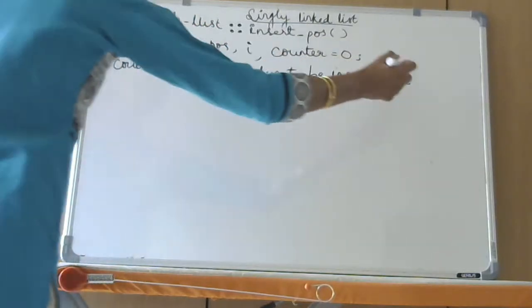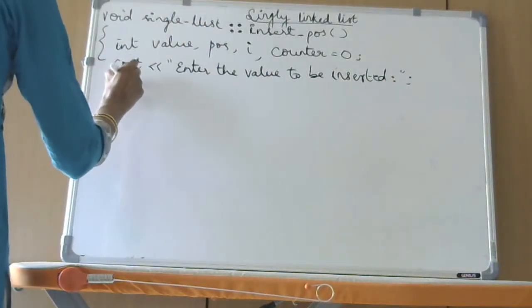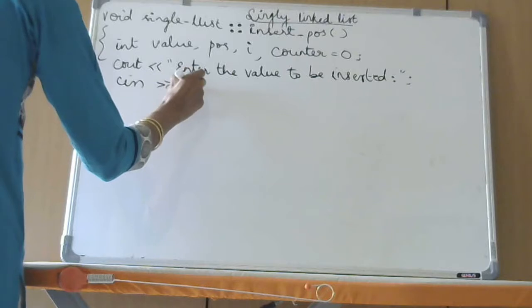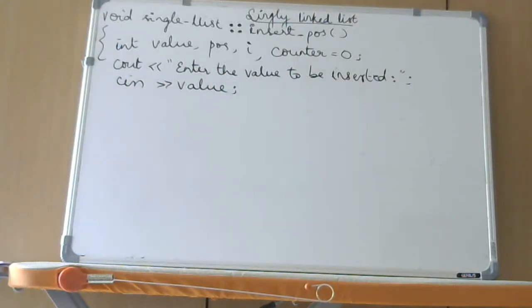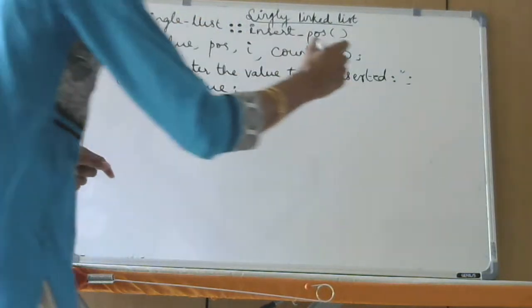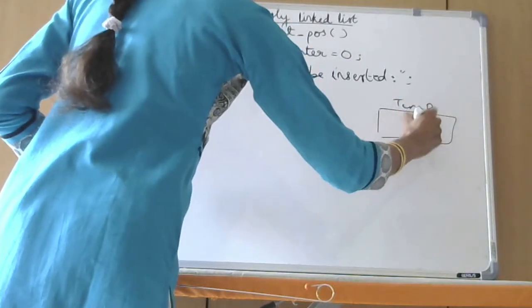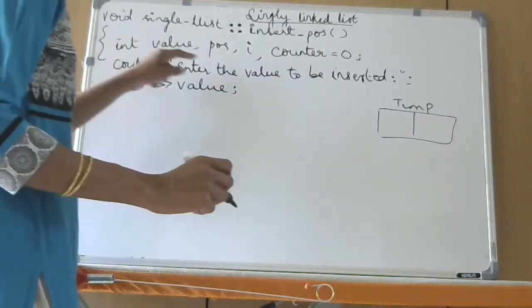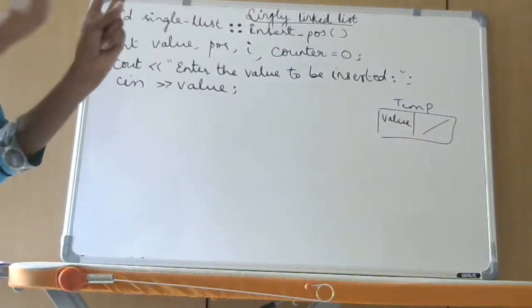What is the value that I want to insert? That I should accept first, is it not? So I will write cin value. Next. Let me keep my node ready. As we saw in the last video, let me call my node temp. So I keep this node ready. Whatever value I am going to insert, that value will be coming here. This I will take as null. That's my node is ready.